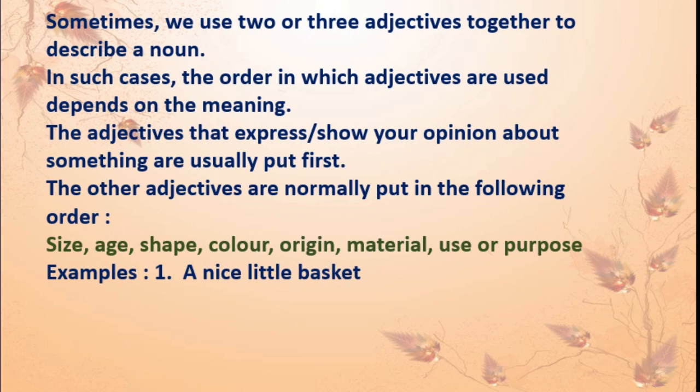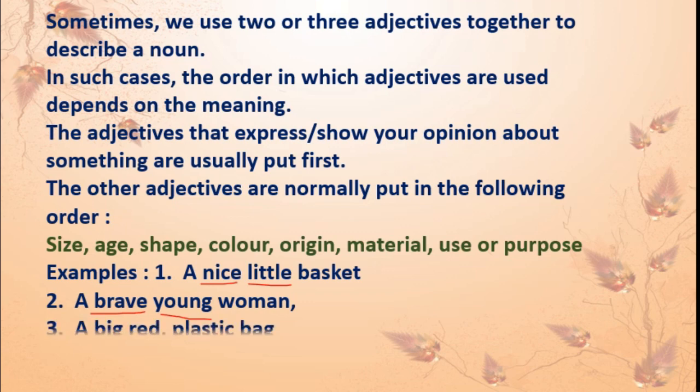Example, a nice little basket. See, nice is the opinion, little is the size, and basket, you know, that is a noun. Means here we used two adjectives, nice and little. Got this? Next one, a brave young woman. Here, brave, again opinion, young, age. Here also we used two adjectives.